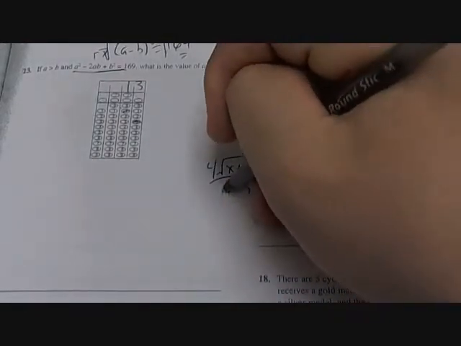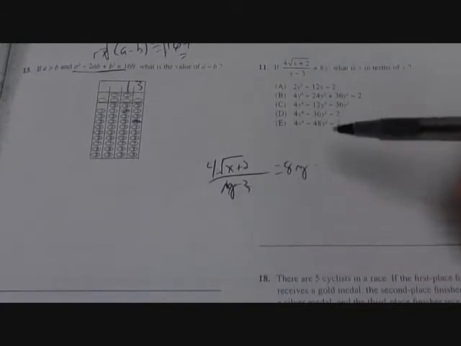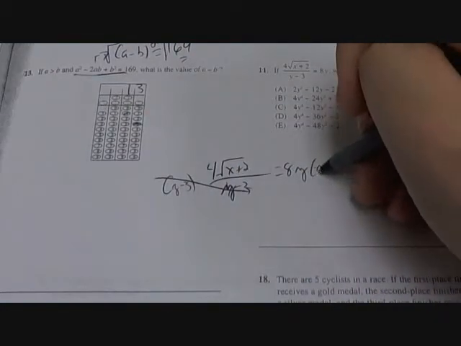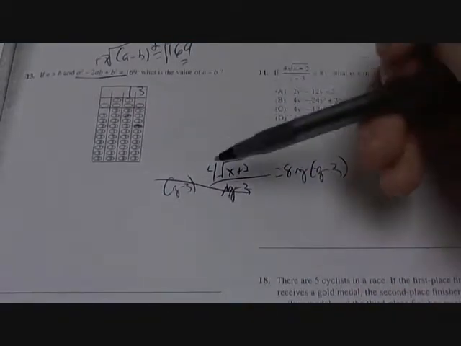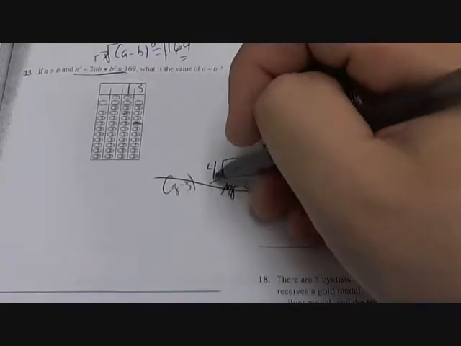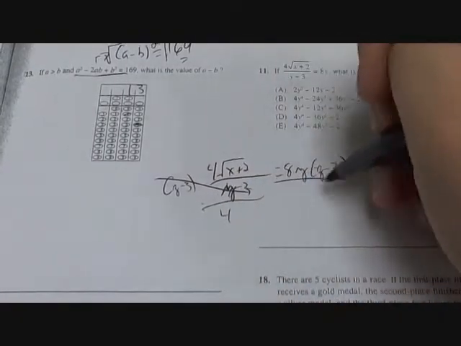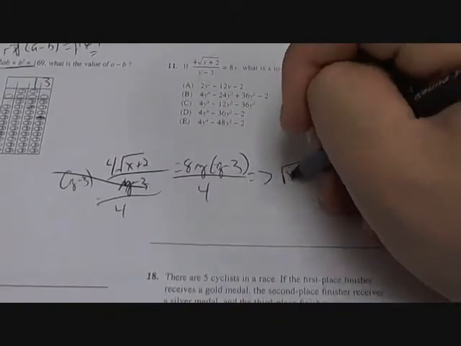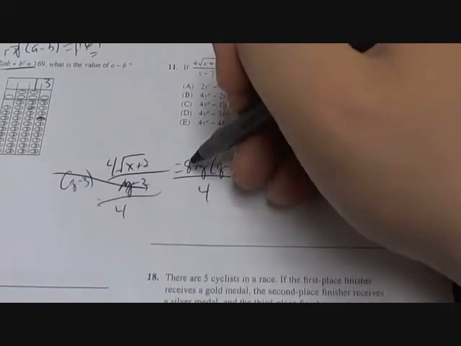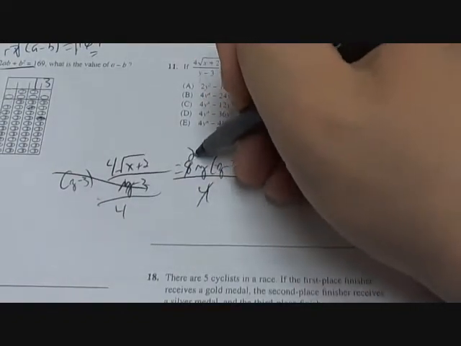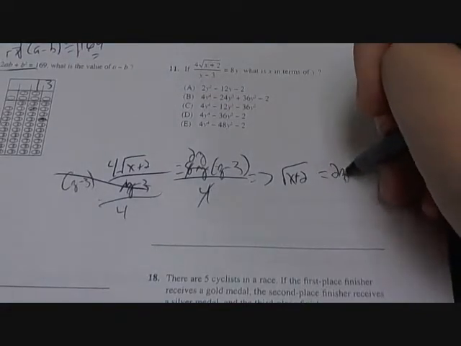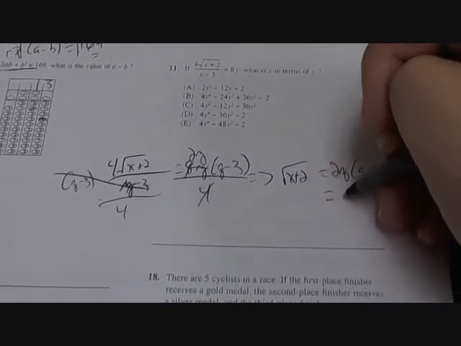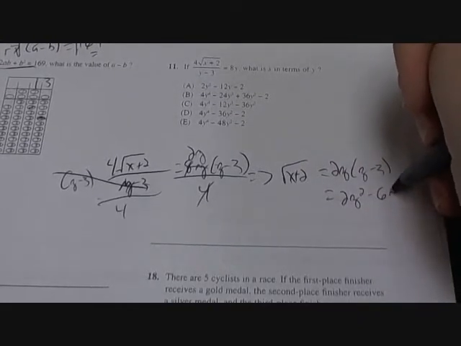First things first, you have to move this to this side. So how do you move this to this side? You multiply. Okay, and then how do you get rid of the 4? You divide by 4. So now you divide all this by 4, divide this by 4. So this becomes square root of x plus 2 is equal to, this reduces down to 2y, so 2y times y minus 3. You distribute the 2y, so it's 2y squared minus 6y.